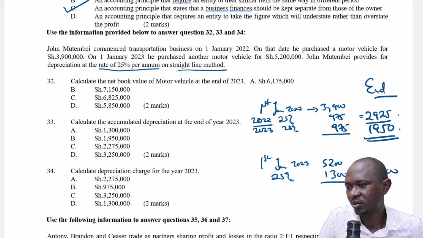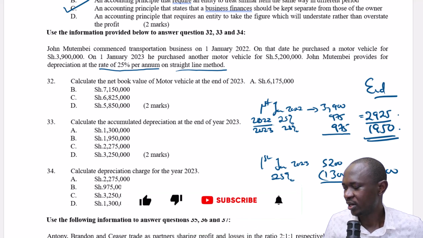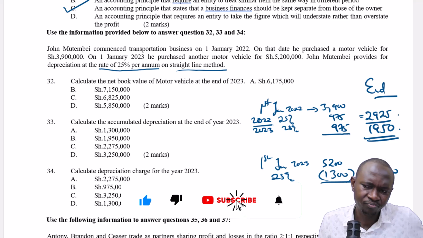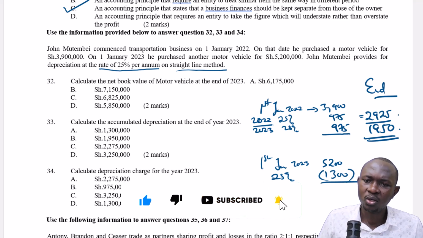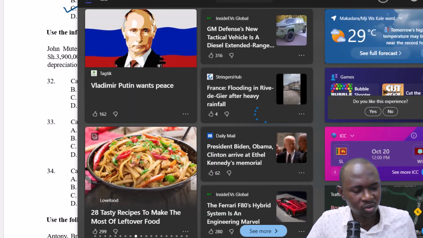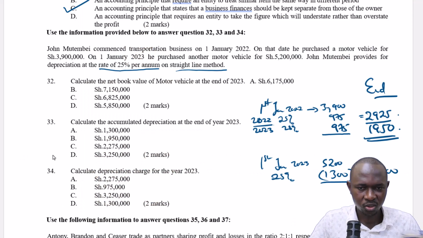So at the end of the year, the value of this vehicle will be 3,900, if I'm not wrong. That is 5,200 minus 1,300. That should give you that figure that I've just talked about, 3,900. That's it. So let's go back to the question and see if we can answer it. Sorry for that.